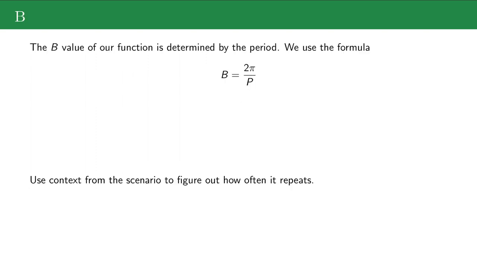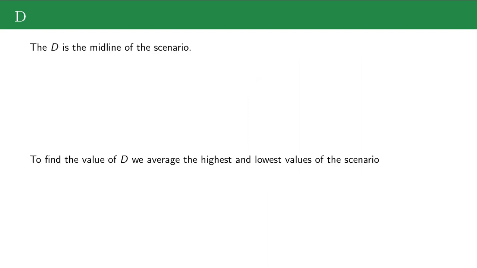To figure out b, b is that number that's going to go next to x. It's related to the period. If we take 2 pi and divide it by the period of our scenario, that's going to give us our b value. We're just going to use the context of the scenario to figure out that period, which will give us b. D is the midline, so it's the middle of our scenario.